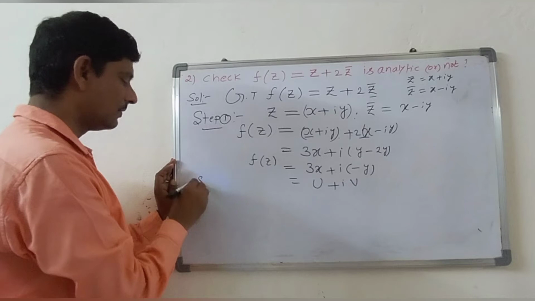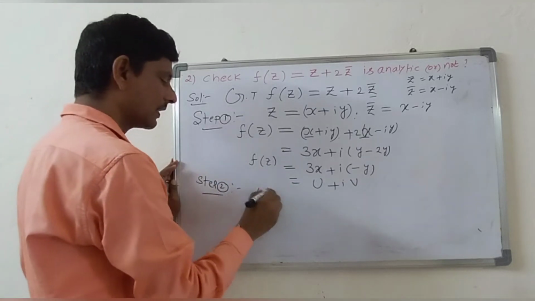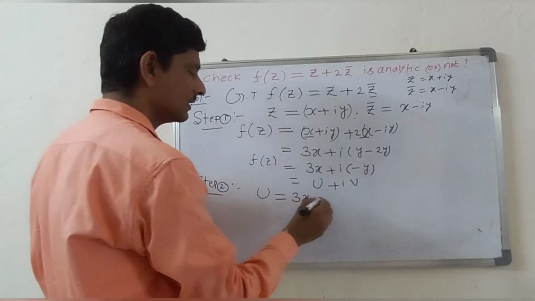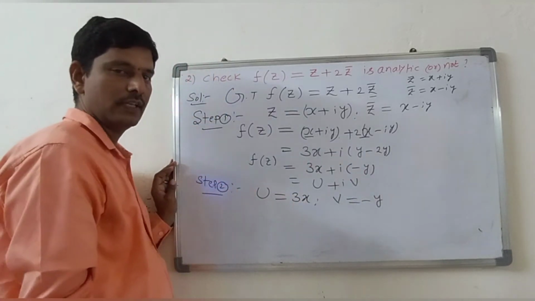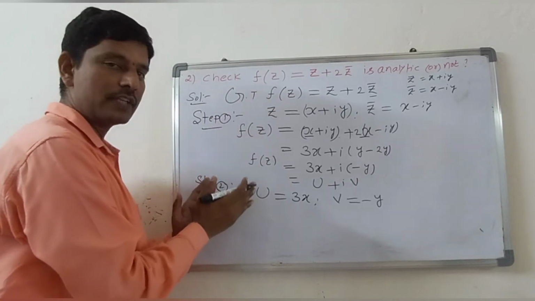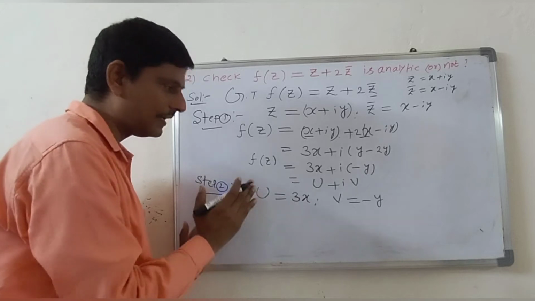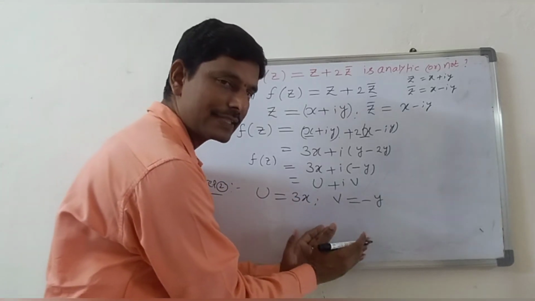Now coming to step number 2. What is in the place of u? u is equal to 3x. What is in the place of v? v is equal to minus y. Now step number 3. We have to find the partial derivatives of u with respect to x and y, as well as the partial derivatives of v with respect to x and y.